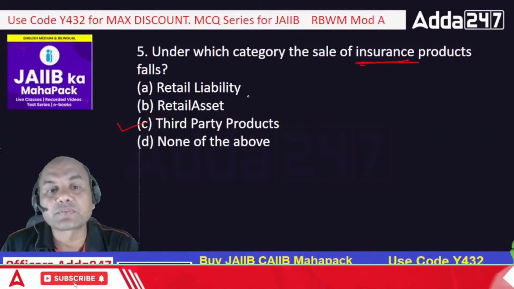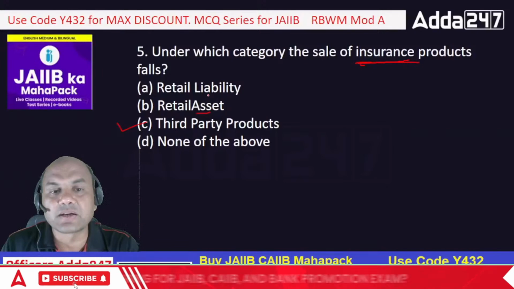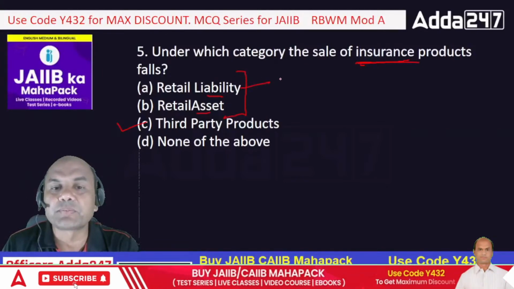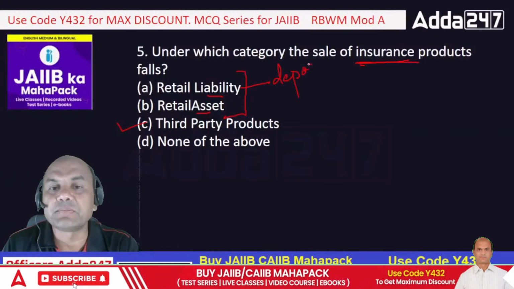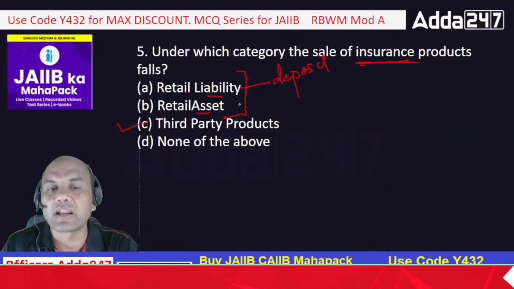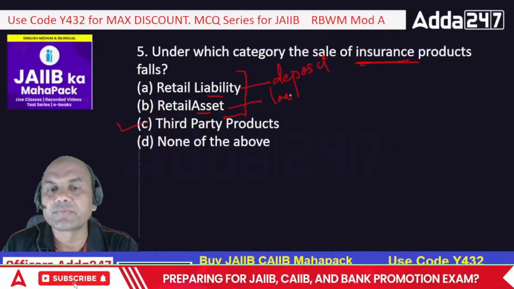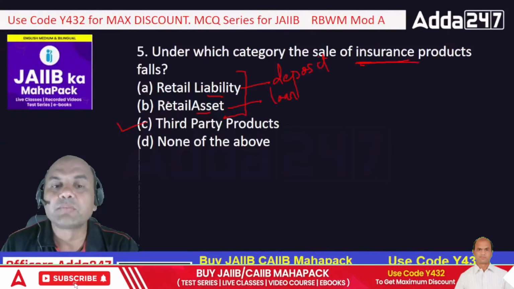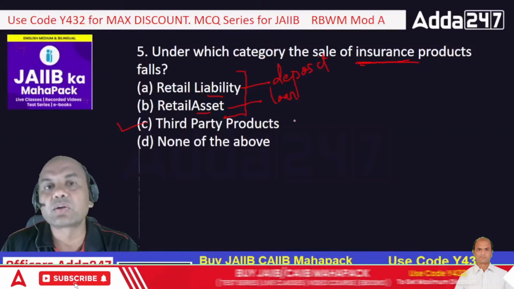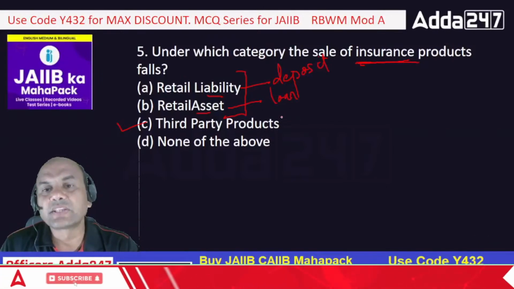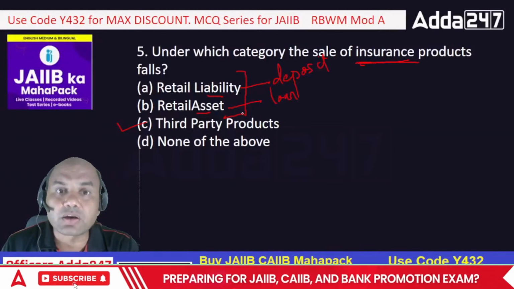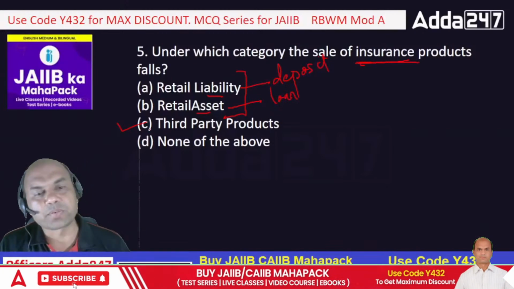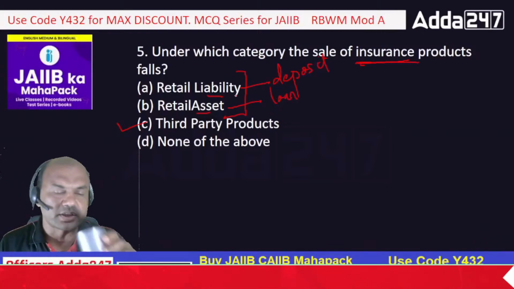What are the core products of the bank? See, this asset and liability, these are the core products of the bank, these two, right? Here we have deposits. Liability means deposit, remember, and asset means loans. So these are the core products. But insurance, mutual fund, gold coin, these are not the core products of the bank. Even locker is not a core product of the bank, right? So that's why third party products, insurance falls under that.